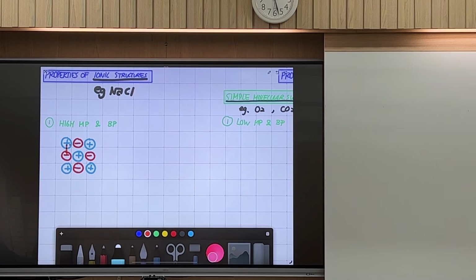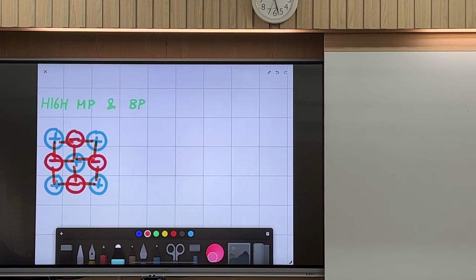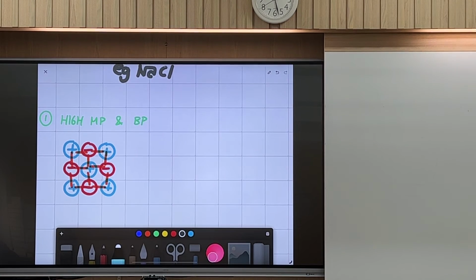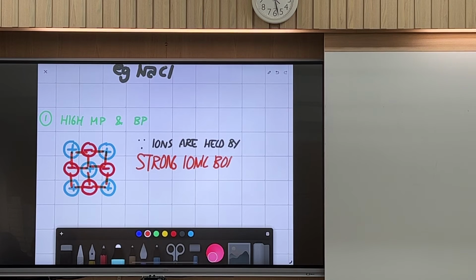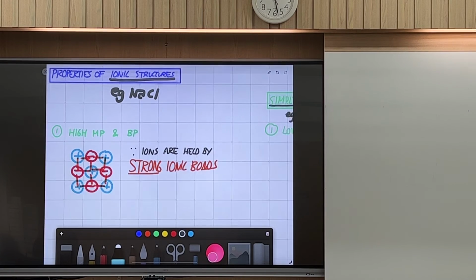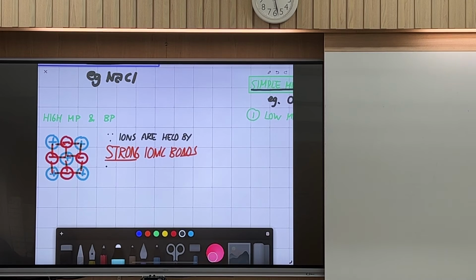So you can put these strong bonds in here. Every time I draw a straight line, not a dotted line, that represents strong bonds. So you can say because ions are held by strong ionic bonds, which are difficult to break, therefore they have high melting and boiling point. Therefore, it requires a lot of heat to melt or boil.